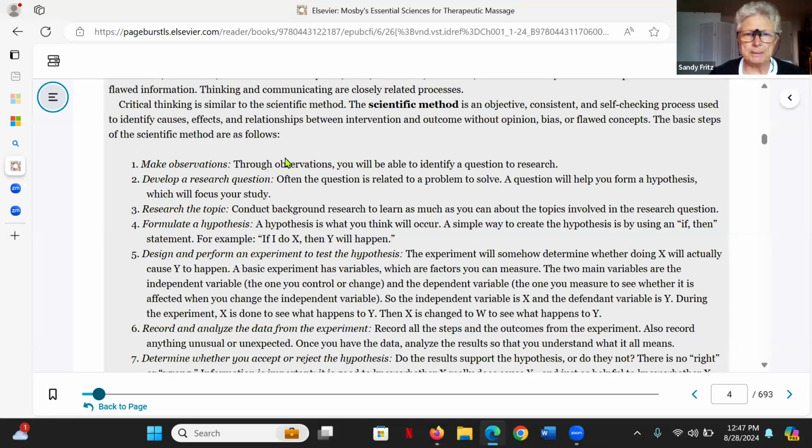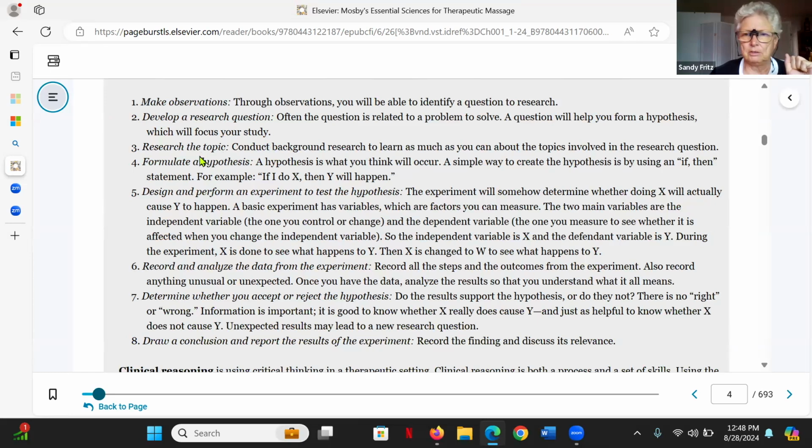So here are the pieces that are involved, and these show up throughout the book. And they are also part of the assessment process that we use for therapeutic massage. So we make observations, develop a research question. What do I want to know? What do I want to solve?